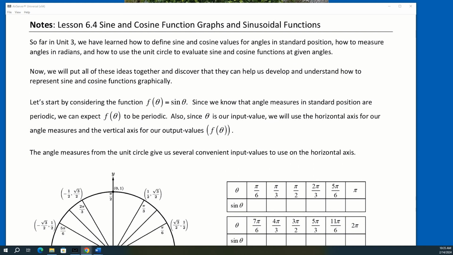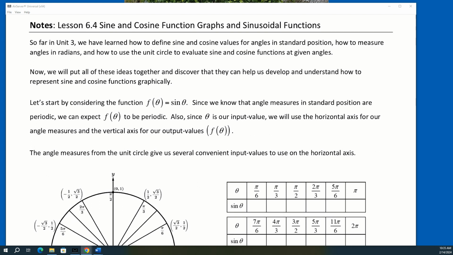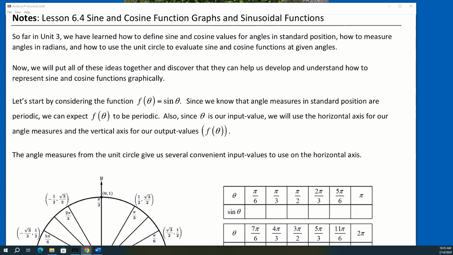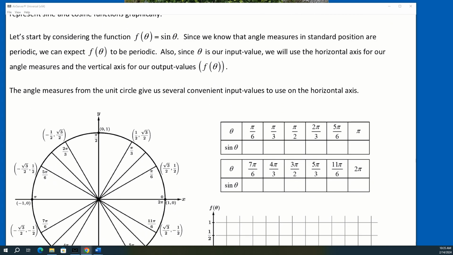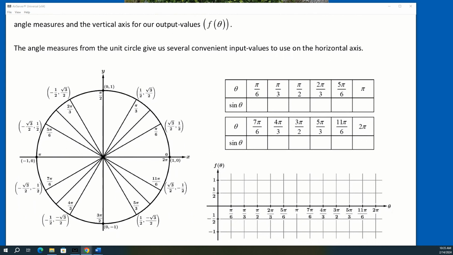All right. So we're going to take all those things that you did really well on your quiz yesterday, the sine and cosine of the special angles on the unit circle, and we're going to use that to get a graphical representation of the sine and of the cosine. So we'll start with the sine. There are just selected values from that unit circle to help us get a pretty good graph.